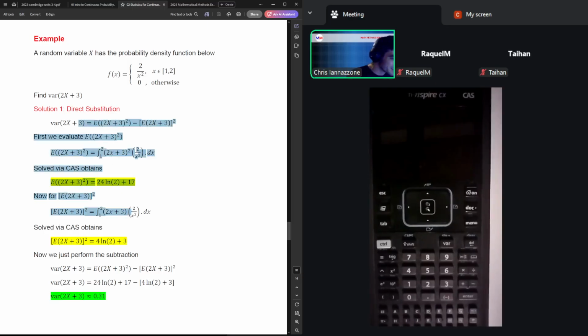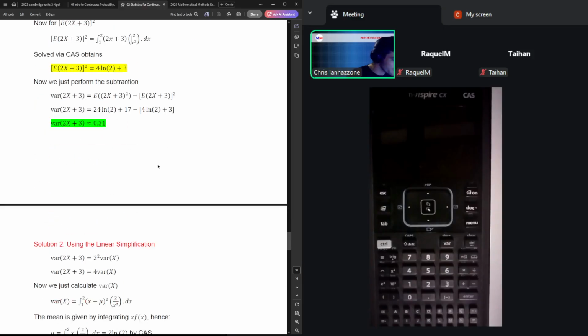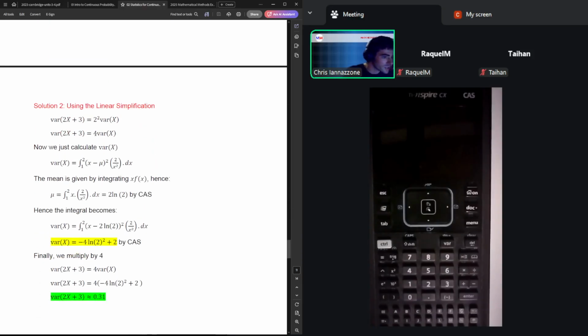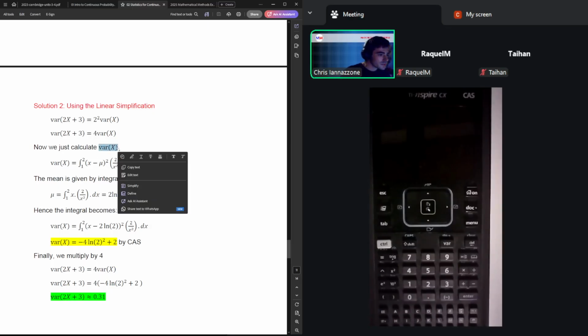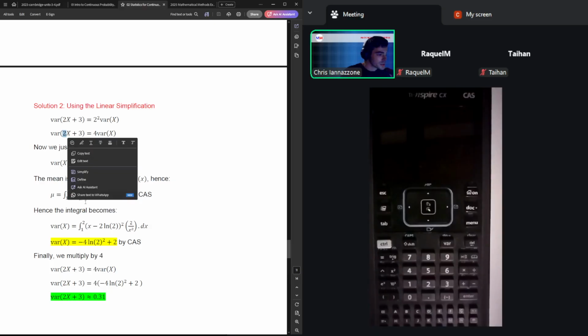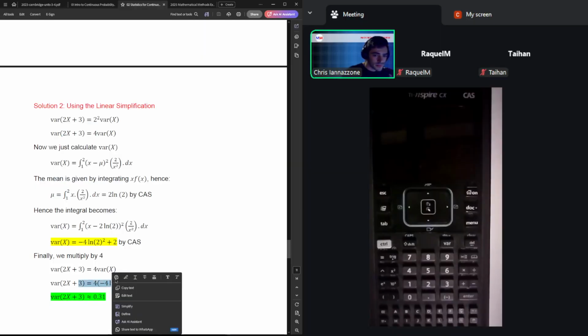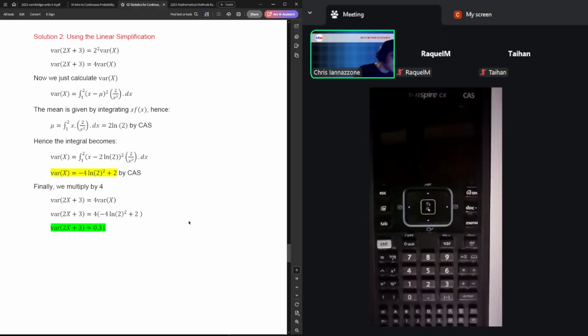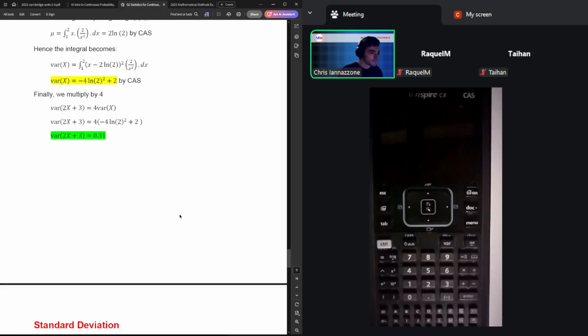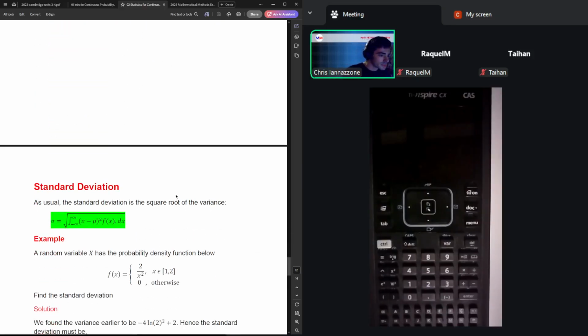I've done both ways of doing it here. It's not particularly great, so you're better off doing the linear simplification version, where you calculate the variance just like normal, pretending none of this exists at all, and then only at the very end do you take this coefficient here and multiply by the square of it. Again, textbook exclusive, so no need to put too much thought into that.